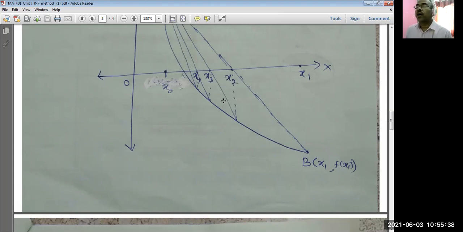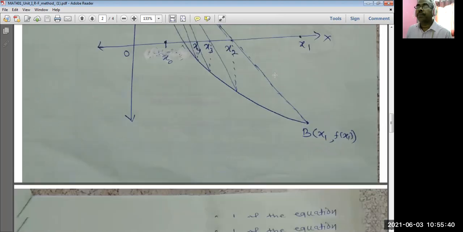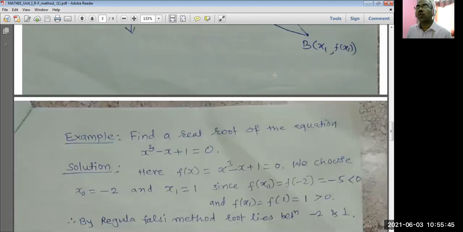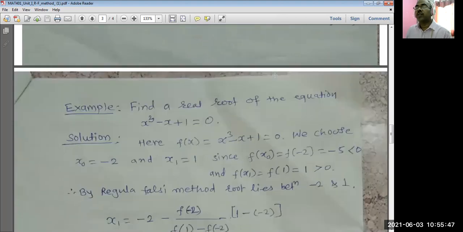Now let us quickly go to the problem. See here how to apply this Regula Falsi method to find the root of the given equation.